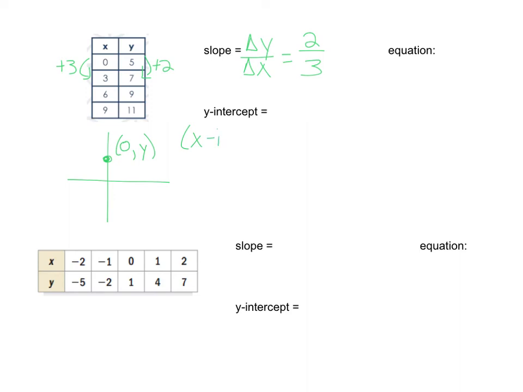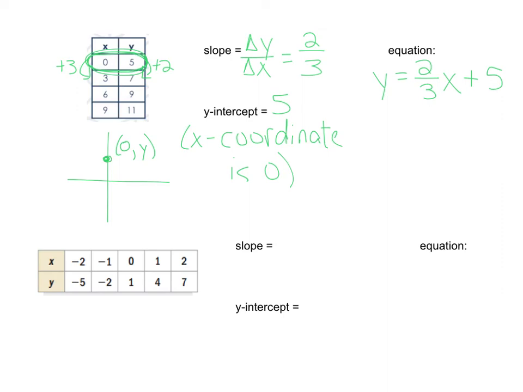So for the y-intercept, you look for the x-coordinate to be 0. That is the clue that it's the y-intercept. So I look right here, my x-coordinate is 0 there, so (0, 5), that's on the y-axis. My y-intercept is 5. So I have my slope, I have my y-intercept. I say y equals 2/3 x plus 5. The slope is the coefficient of x, the y-intercept is the constant.